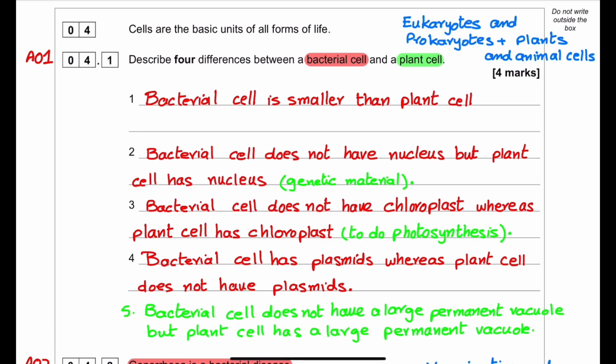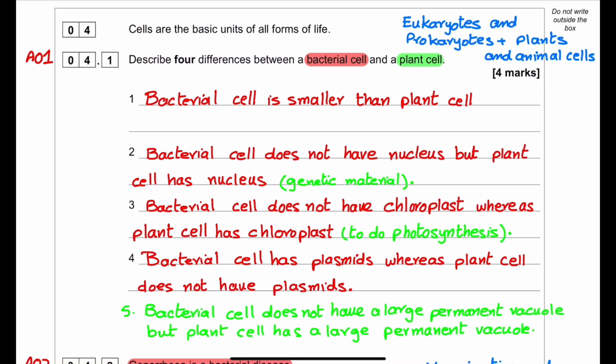The model answer is: bacterial cell is smaller than plant cell, which is very easy for the students to remember. Bacterial cell doesn't have any nucleus, but plant cell has a nucleus in it. Bacterial cell does not have chloroplast, whereas plant cell has chloroplast to do photosynthesis. Bacterial cell has plasmids, which are circular rings of DNA, whereas the plant cell does not have plasmids.